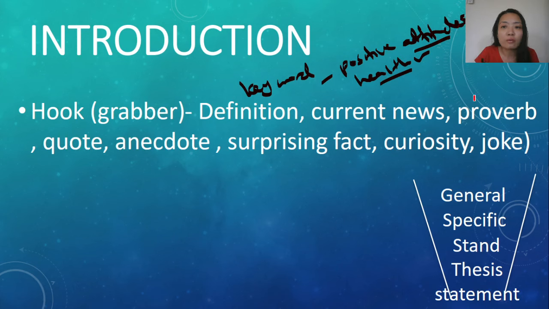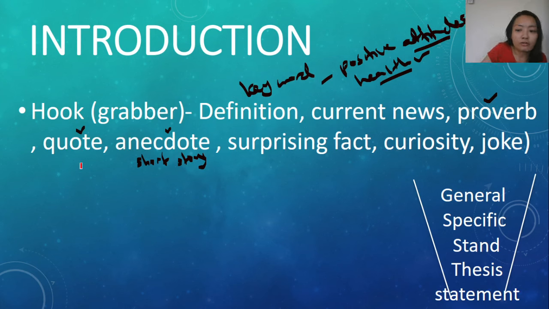Or you can start with a proverb as well, something that has to do with health or positive attitudes, or a quotation, or an anecdote. Anecdote means a short story of maybe something that you have heard from a neighbor or from a friend about attitudes and health, or some kind of surprising facts, or anything that arouses the curiosity of the reader about health or positive attitudes, or a joke. Something that can hook and grab the attention of the reader.